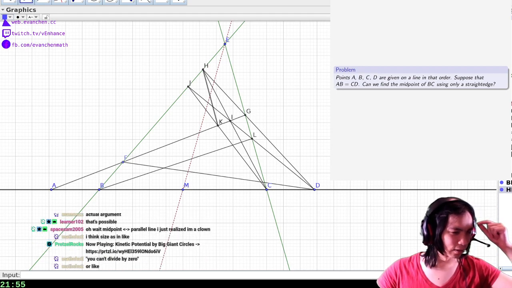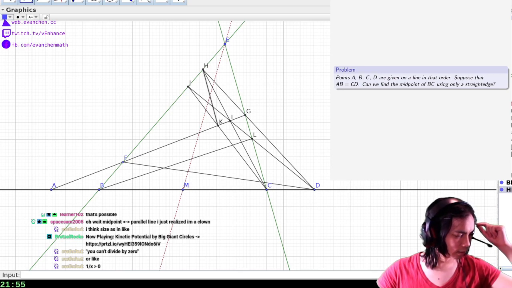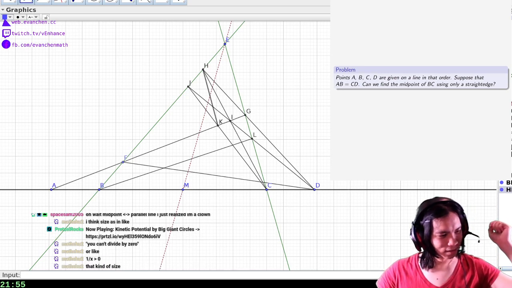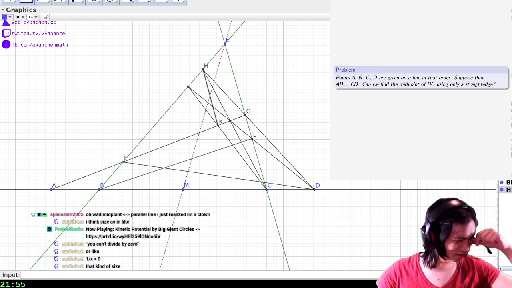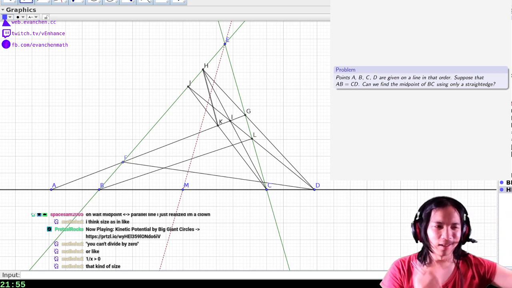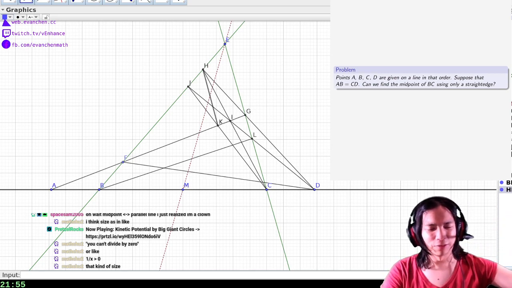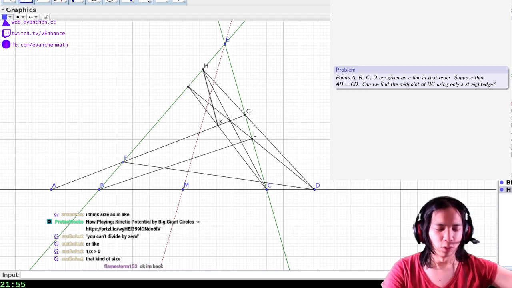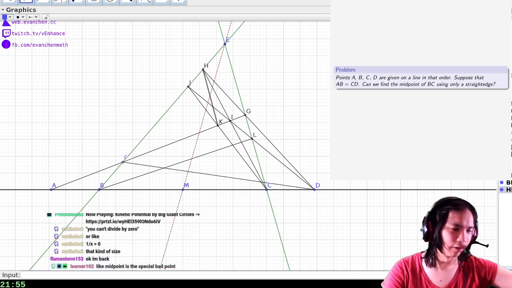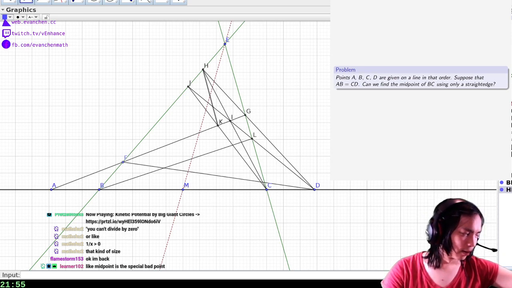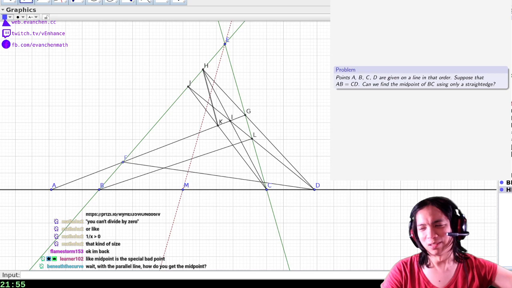You can't divide by 0 is like... But there's a phrasing of the problem where you just have 4 points, any 4 points A, B, C, D, and you want the point X such that X is... Okay, so you think that point is special in some way, and there's some reason you can't get it.